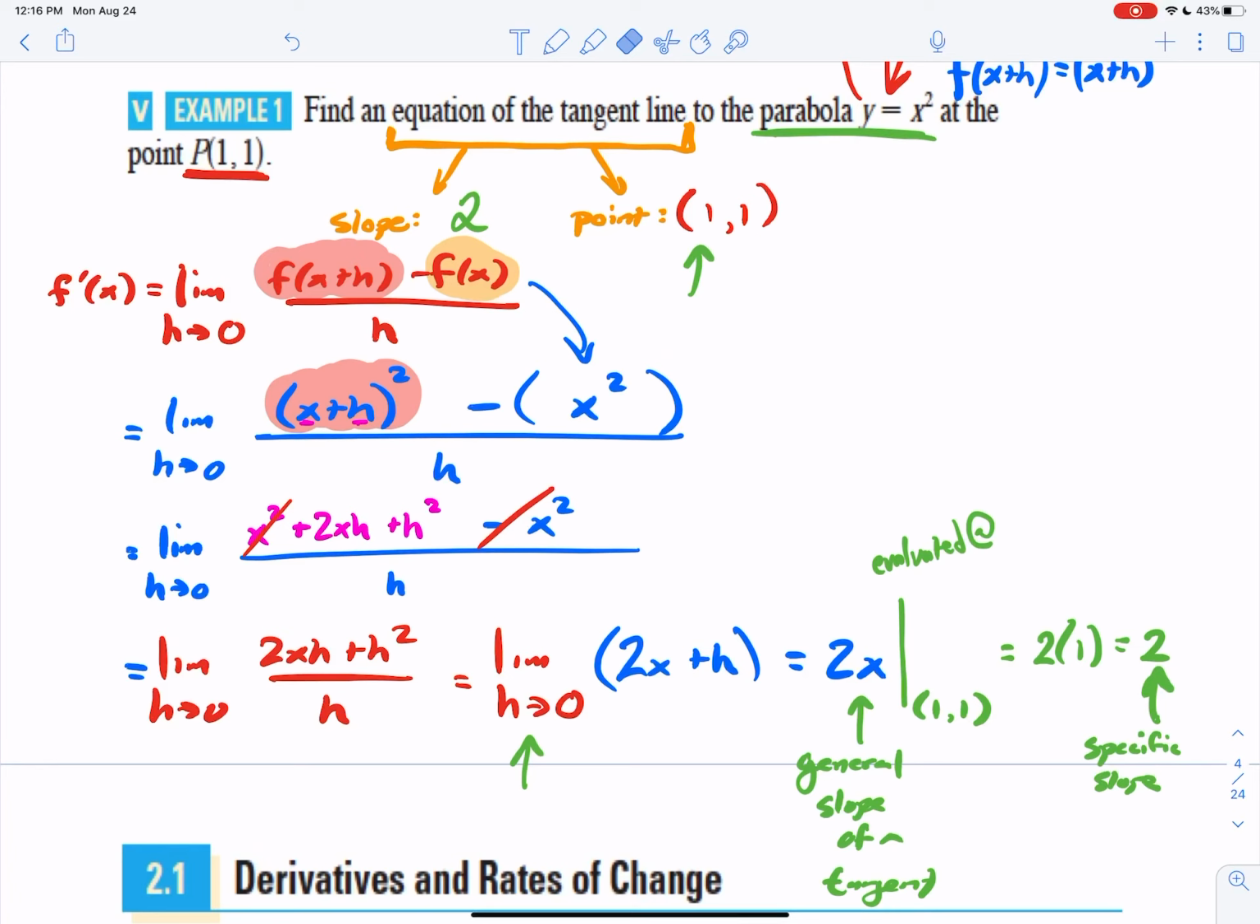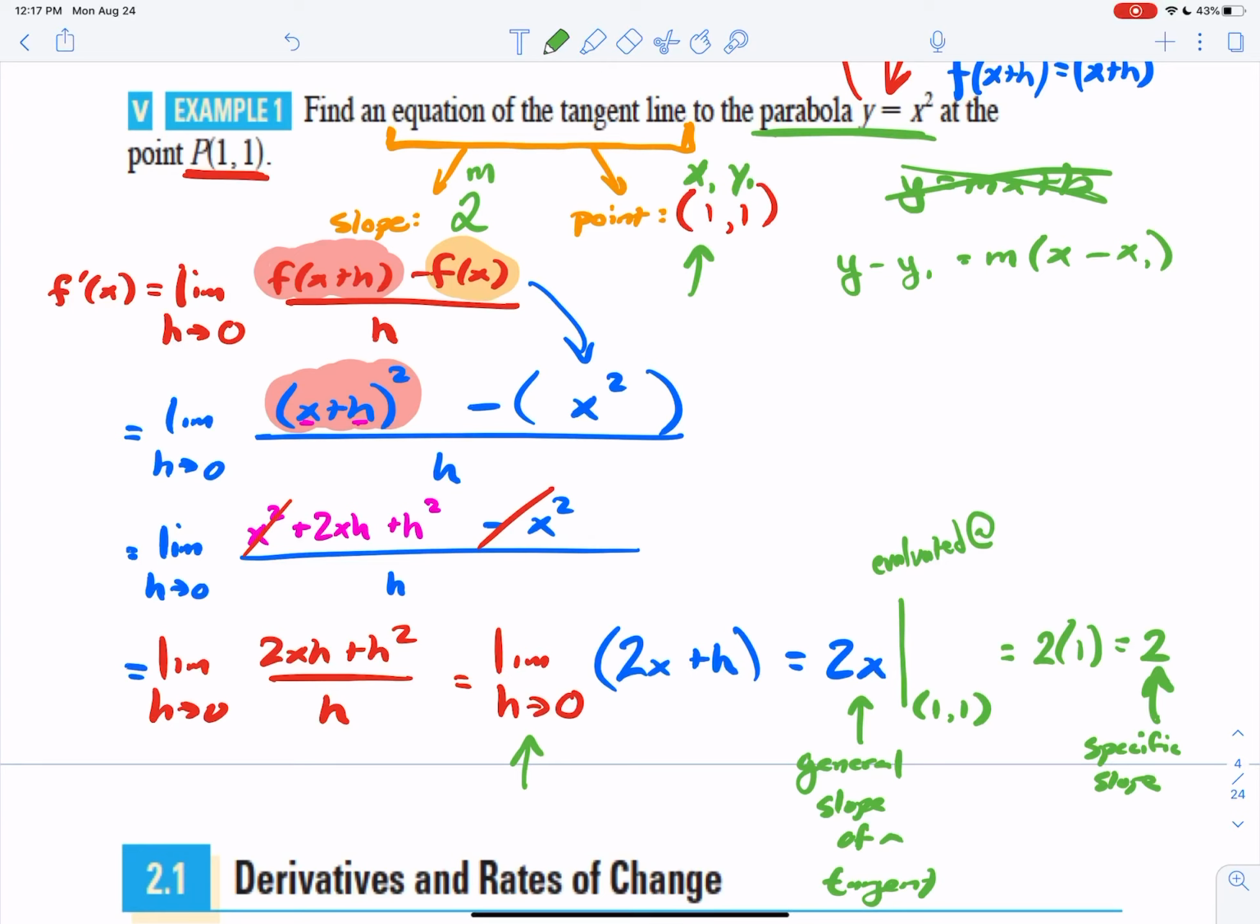So the last thing you need to do, way back in Algebra 1 or maybe even middle school, there's something called point-slope form. Most of you are used to y = mx + b, but this form is a lot easier. I want you to use this: y minus y1 equals m times (x minus x1). x1 and y1 is your point, and m is your slope.